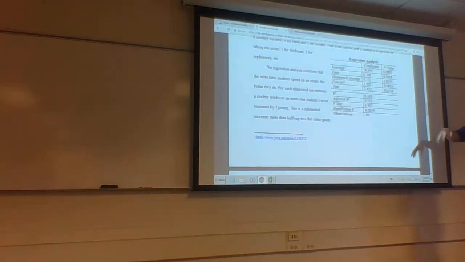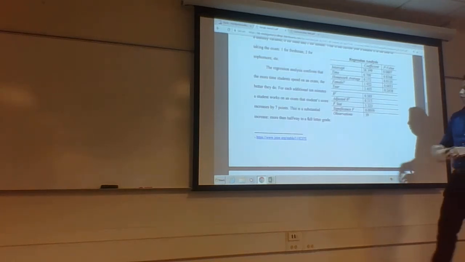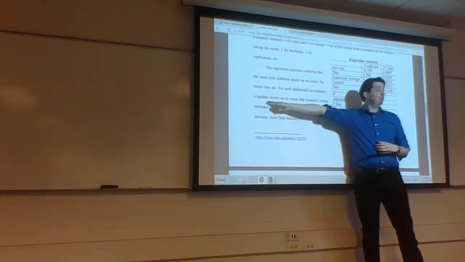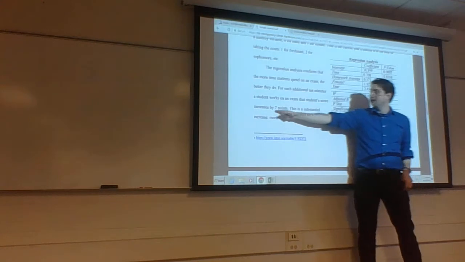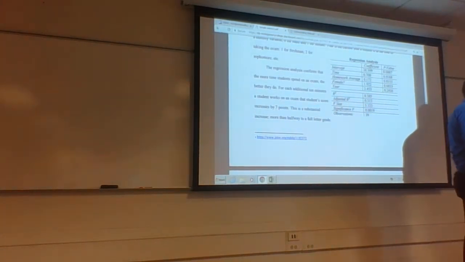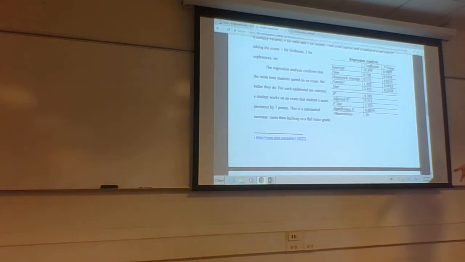This is just the key stuff so people can see, oh, that's statistically significant, that's not statistically significant, that seems like a pretty good model. The adjusted R squared isn't that great. Oh, yeah, 39 observations. Anyone who wants to can read it and evaluate the paper on its own standard. And here's my punchline. For each additional 10 minutes a student works on an exam, that student's score increases by 7 points. That's the key finding. That's the whole point of the analysis.